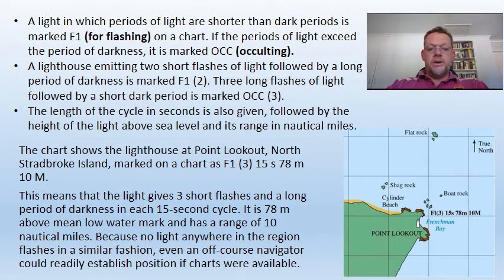The chart shows the lighthouse at Point Lookout, North Stradbroke Island, marked on a chart as F1, 3, 15S, 78 lowercase m, 10 large M. This also means that the light gives three short flashes and a long period of darkness in each 15-second cycle. It is 78 metres above the mean low water mark and has a range of 10 nautical miles.